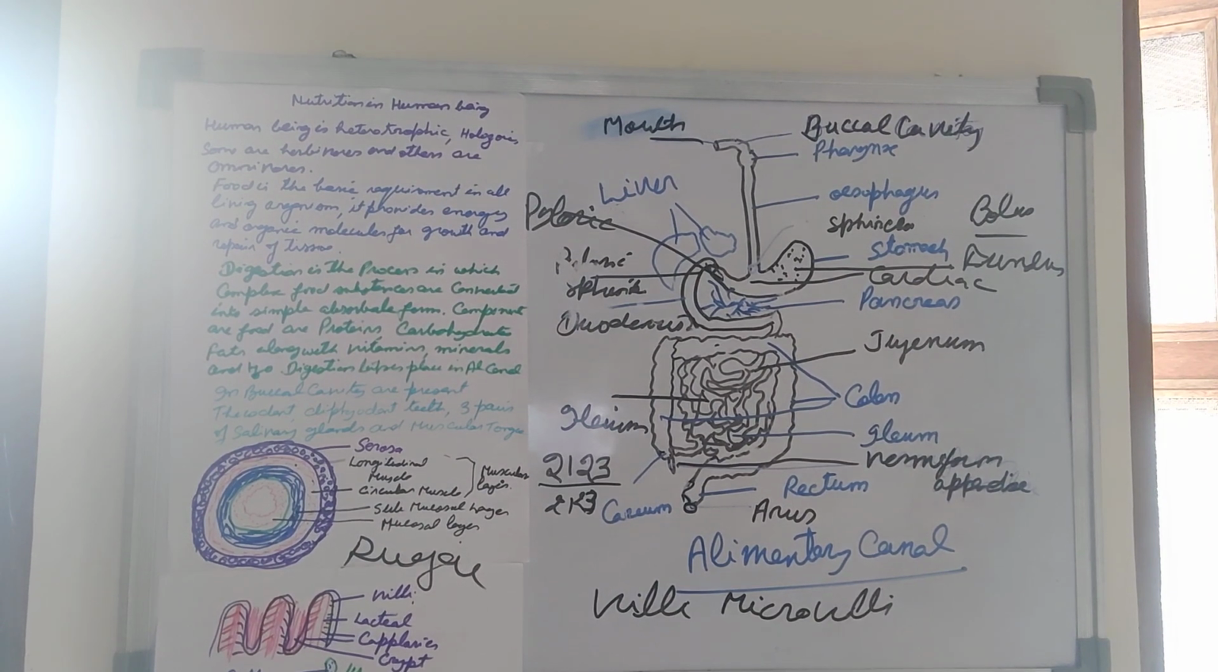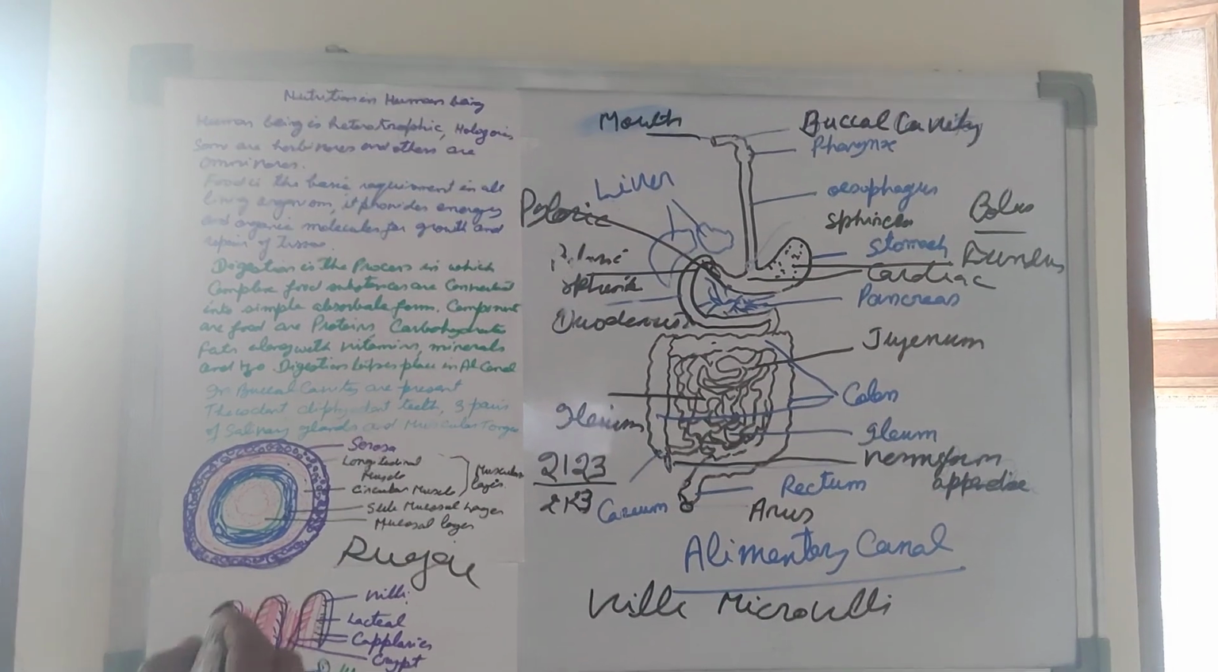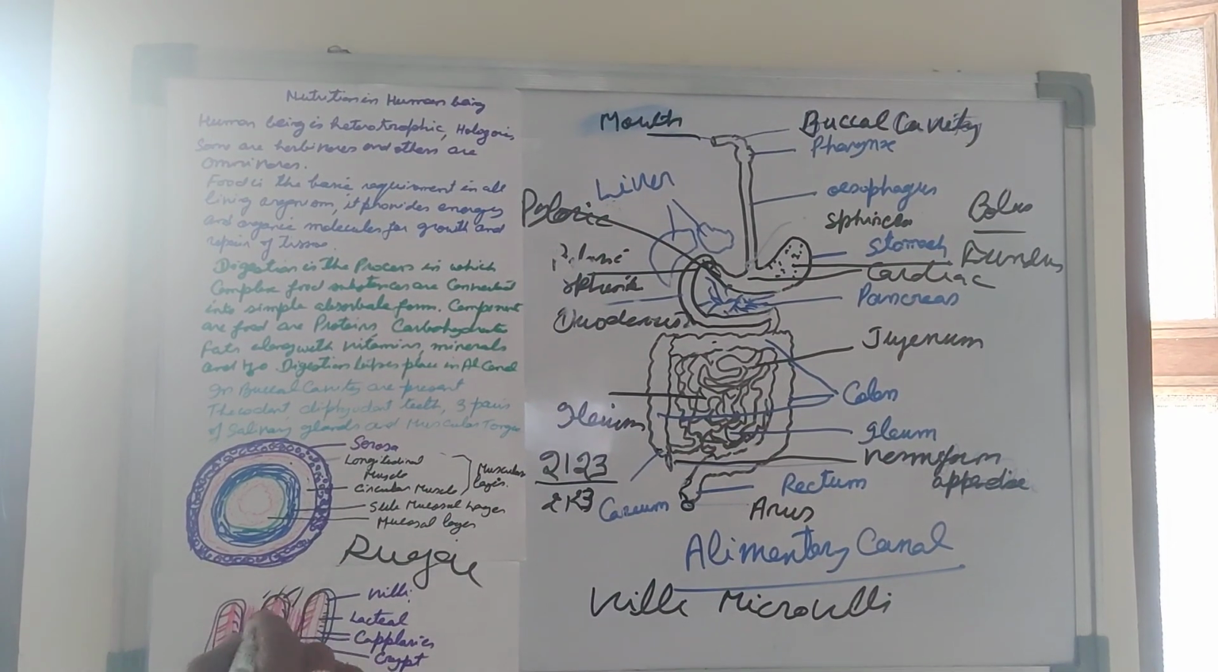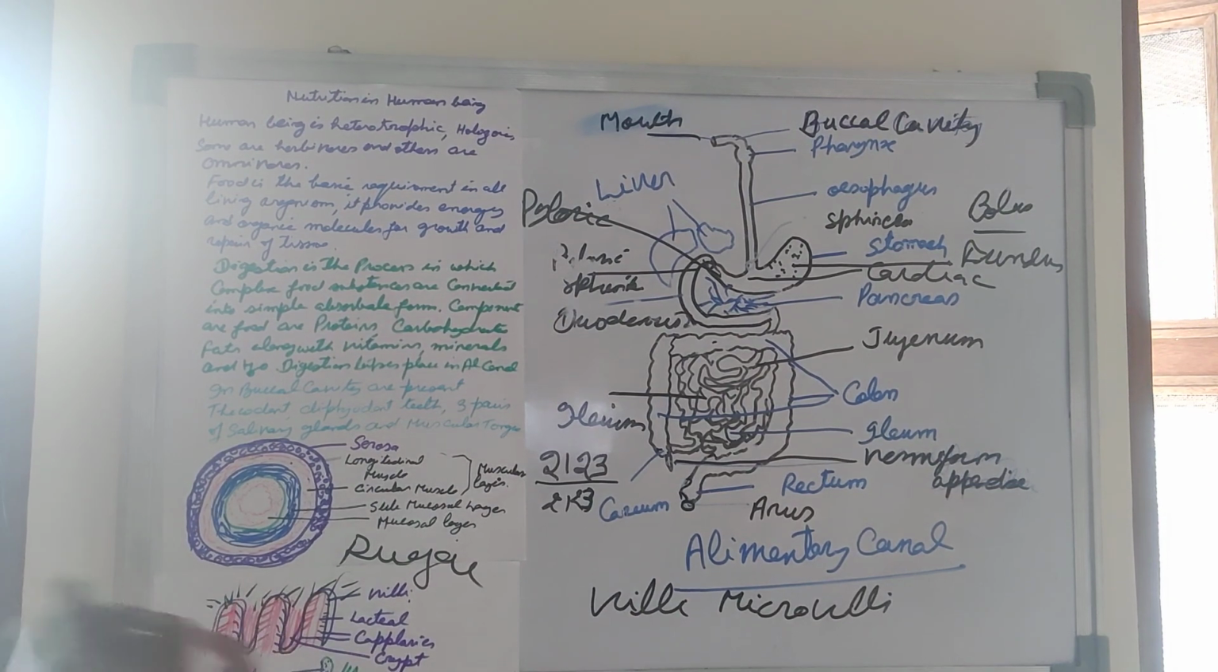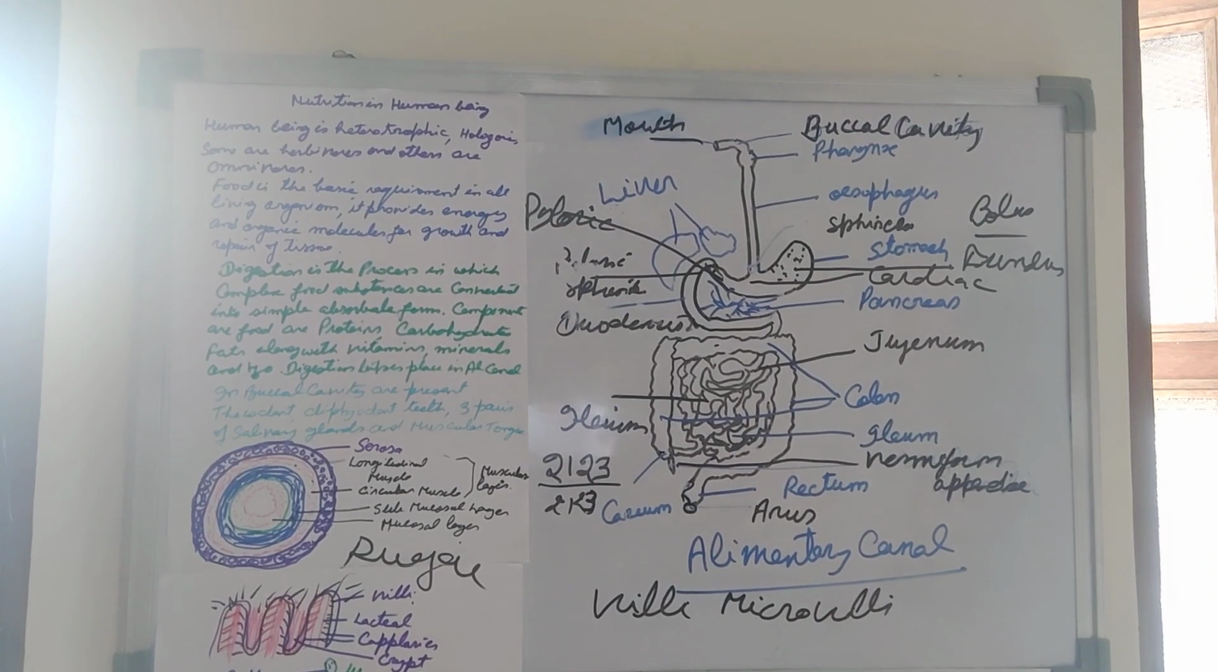Villi also have further hair-like extensions. These hair-like extensions are called the microvilli. What is their function? They increase the surface area for absorption, because in the small intestine, absorption of the digested food material occurs. This is all about the structure of the wall of the alimentary canal.